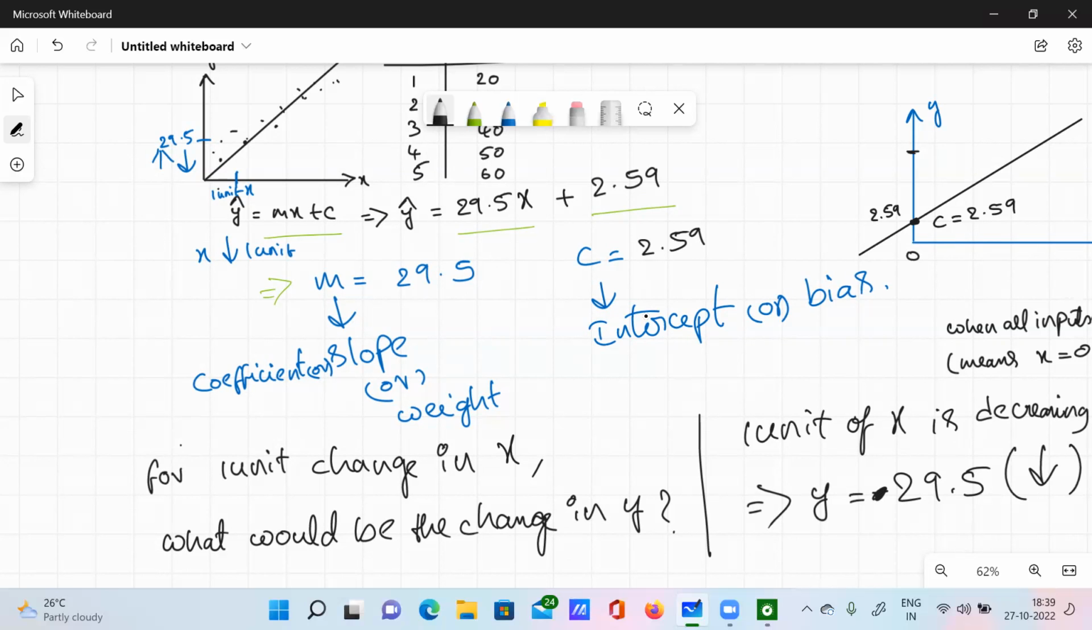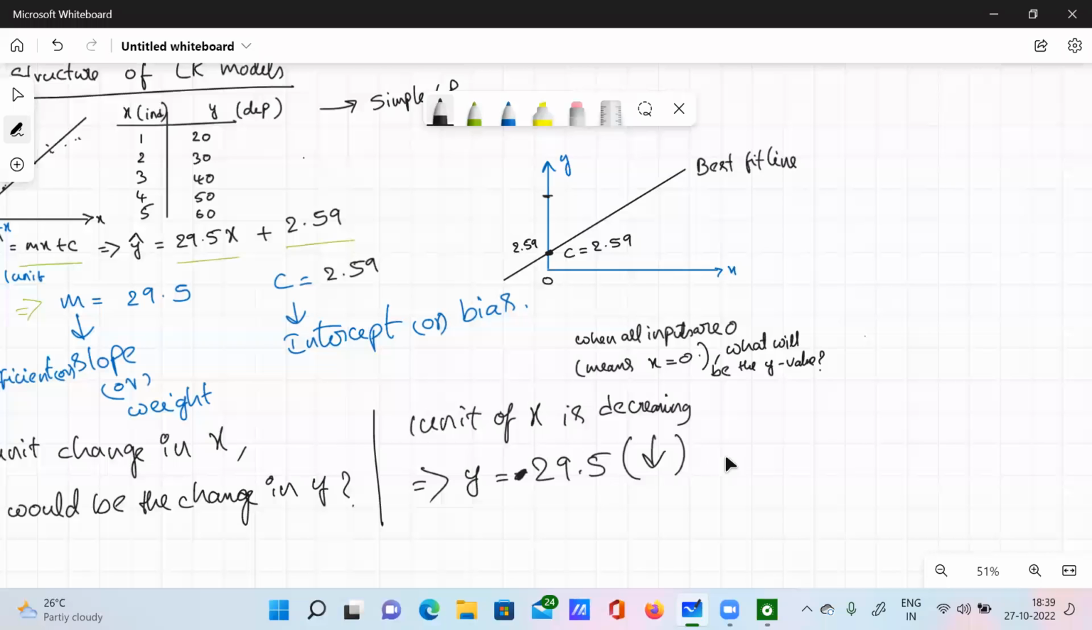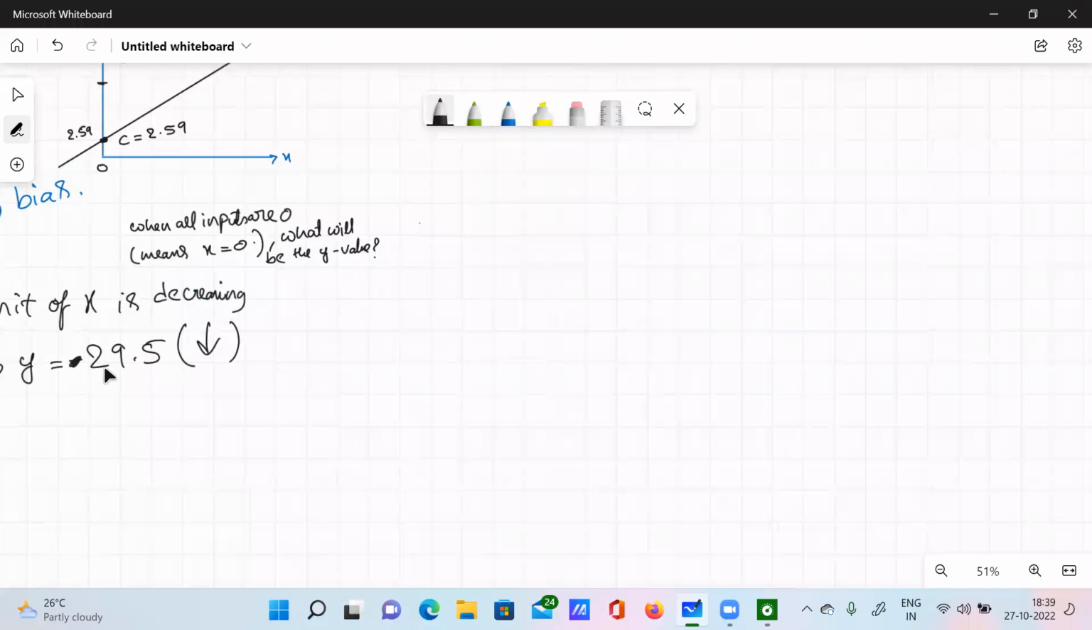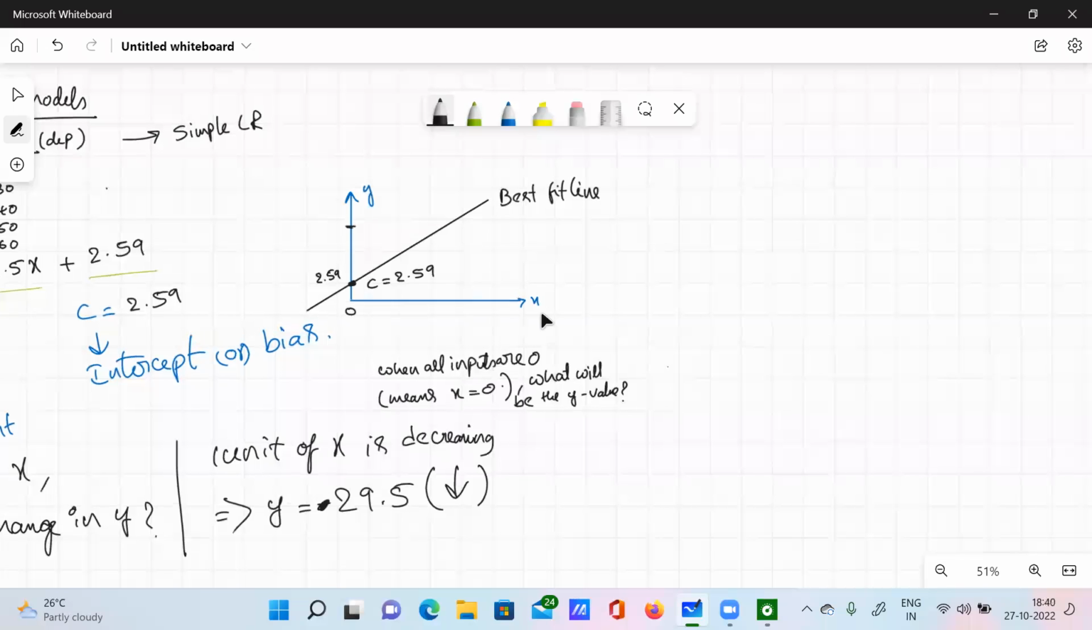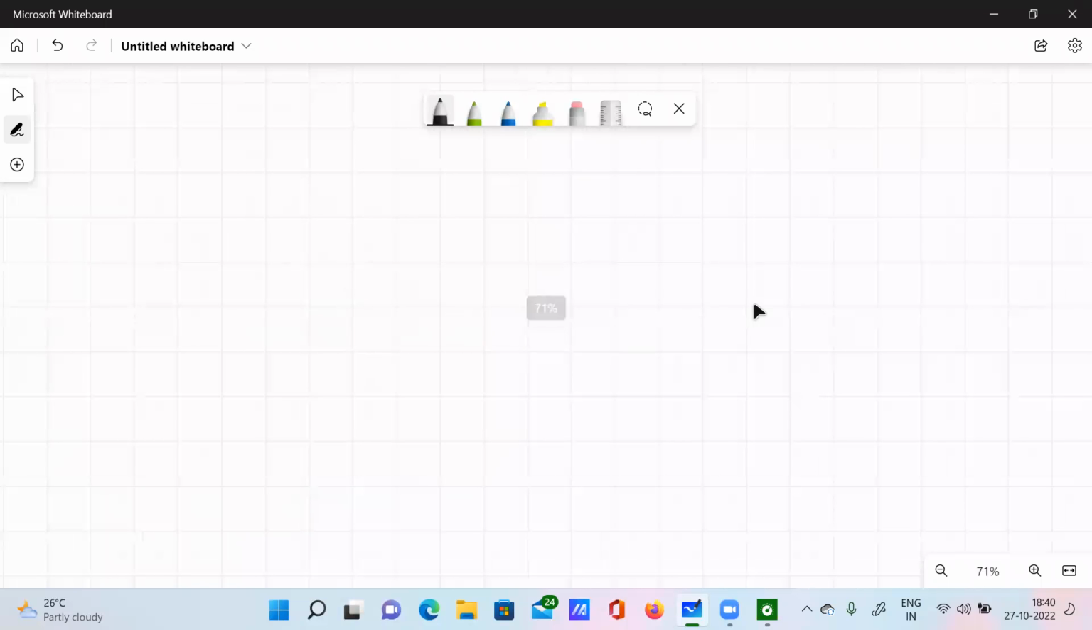By this you have got to know what is meant by the slope and intercept. But when you look here, you have only one independent variable, that is x, and you are predicting one variable, that is y. So this is a simple linear regression model. But what happens when the data set has multiple variables? I'll tell you.